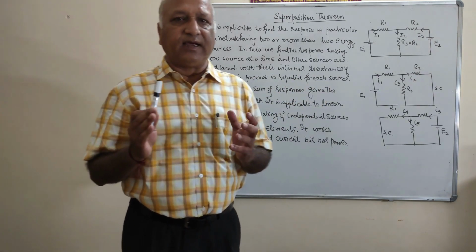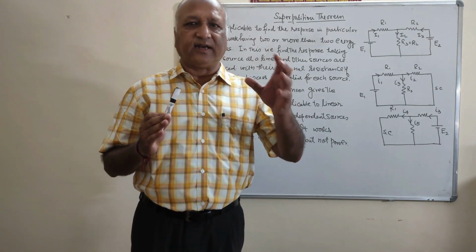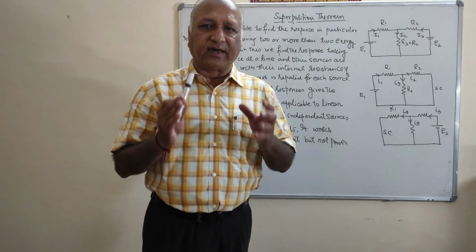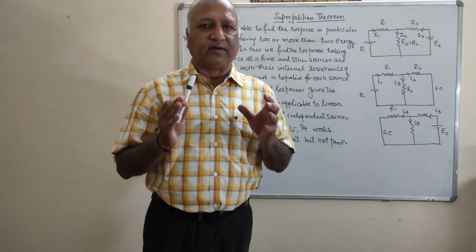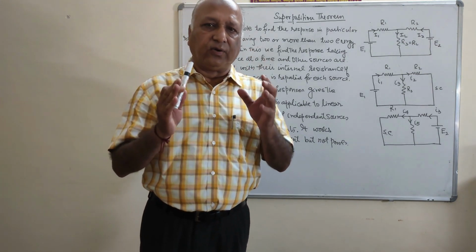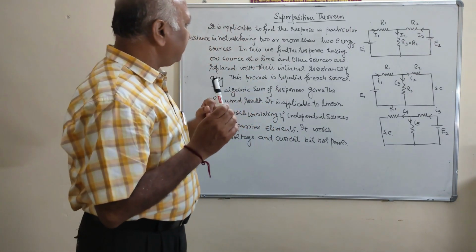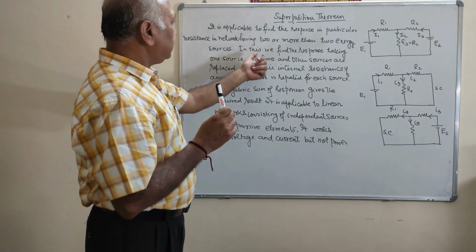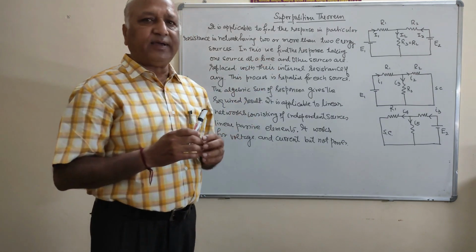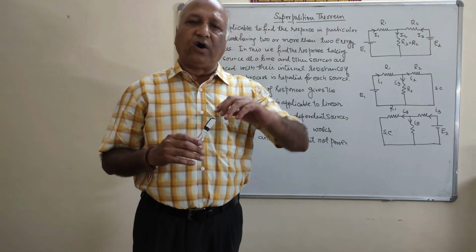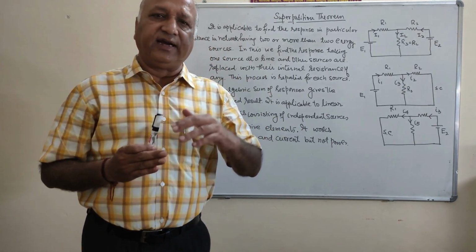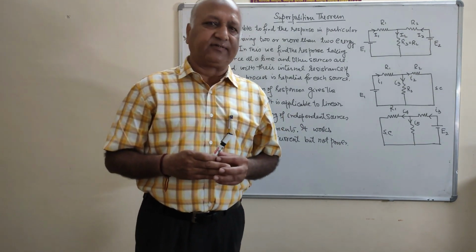मतलब हमें क्या निकालना है? We have to find the response. And what is the response? It may be the voltage, it may be the current, but not the power. It is valid for voltage and current only. तो यहाँ पर हम क्या करते हैं कि in this we find the response taking one source at a time. हम एक बार में एक सोर्स को कंसीडर करते हैं और उसके बाद जितने भी सोर्सेज होते हैं उसको हम उसके इंटरनल रेजिस्टेंस से रिप्लेस कर देते हैं.